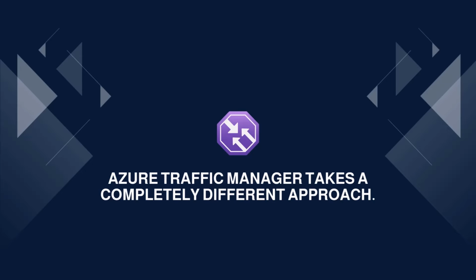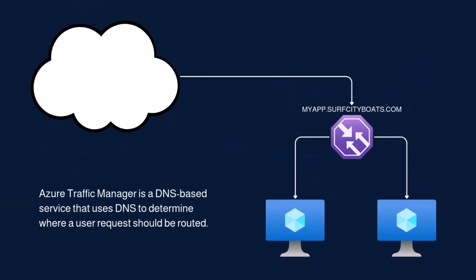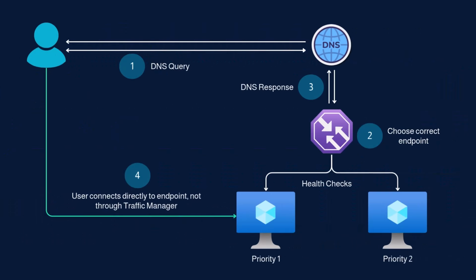It doesn't sit in the data path like Load Balancer does. Instead, it's a DNS-based service. So instead of forwarding traffic itself, it basically decides where a user should connect in the first place. So here's how it works. When someone tries to reach your app, their device makes a DNS query. What Traffic Manager does is look at your routing rules and then it says, okay, this user should go to the US endpoint, or maybe this other user should go to Europe. And then it returns that address. After that, the user connects directly to that endpoint and Traffic Manager steps out of the picture completely.